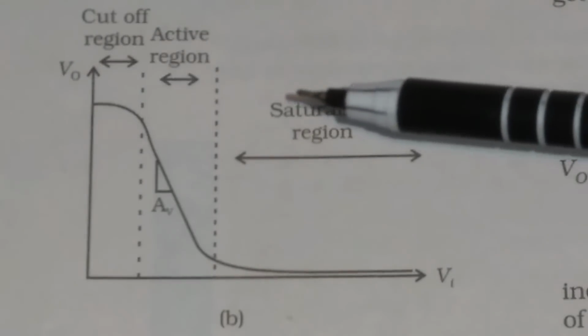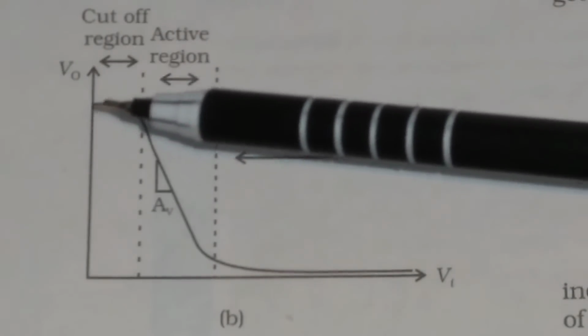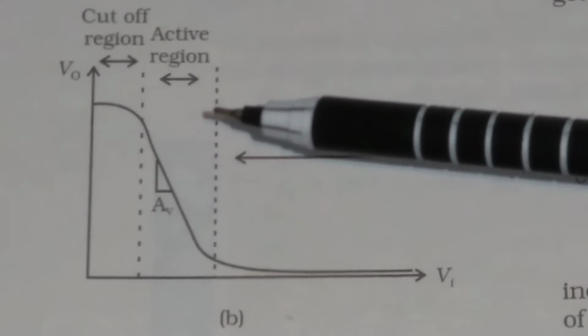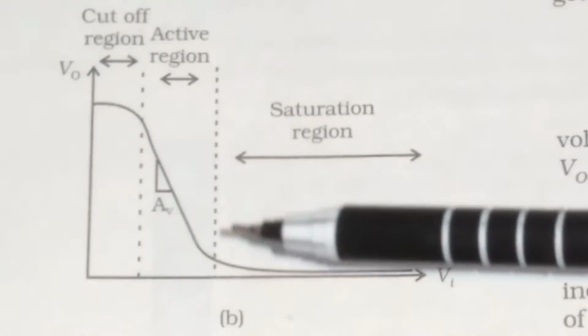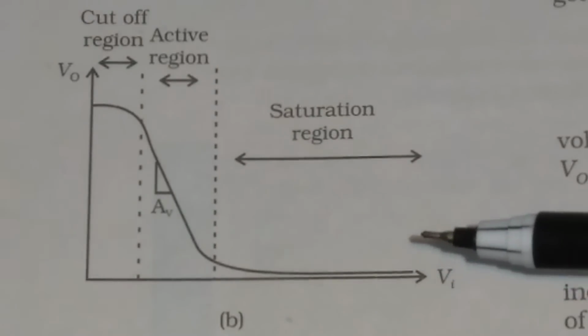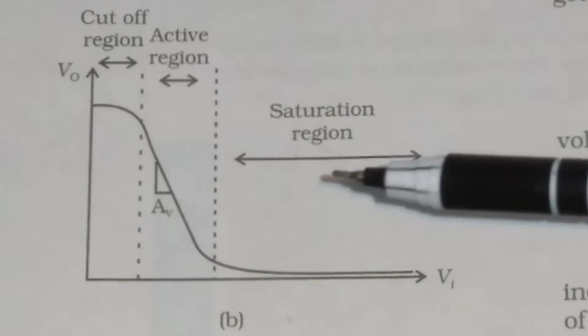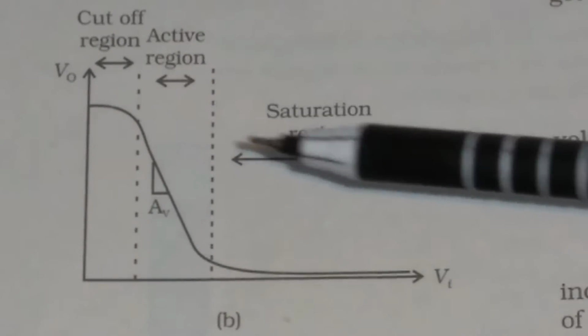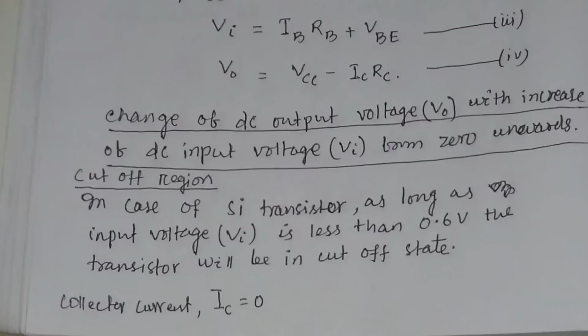Now we will study the three regions. From this to this it is the cut-off region. From this to this, for the input voltage, it is the active region, and from this onwards this region is your saturation region. So you will study these three regions: cut-off, active and saturation region.